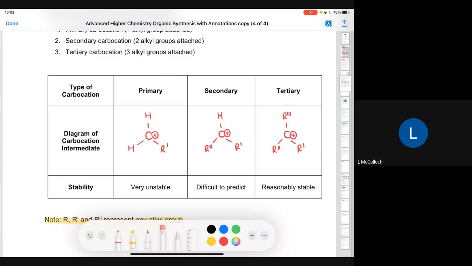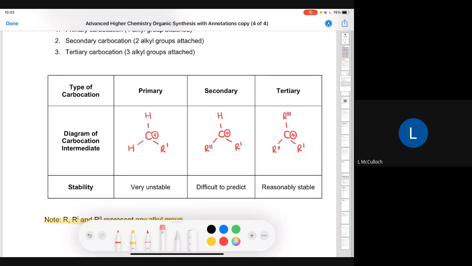And that's not really very good in organic chemistry, because we want reactions to be predictable. We want reactions to happen in a way that we are expecting. And if you've got something that's very unstable, then reactions happen in ways that we do not always expect, and that's definitely not what you want. So with our tertiary carbocation, because we've got 3 alkyl groups, it is reasonably stable, because electrons are being pushed towards that positively charged carbon, stabilizing it.